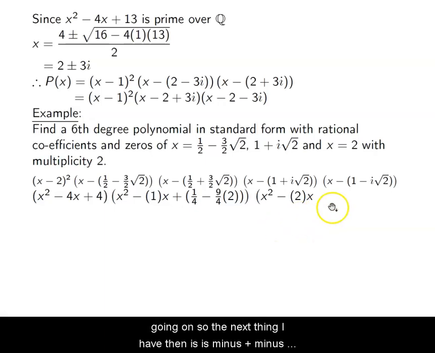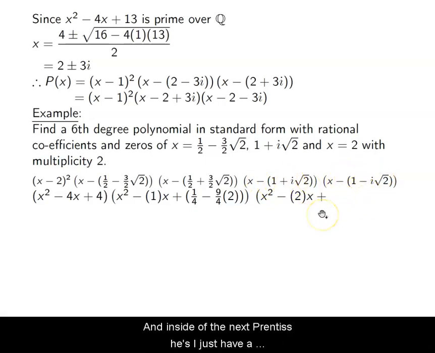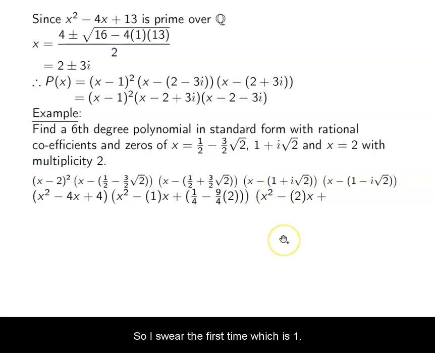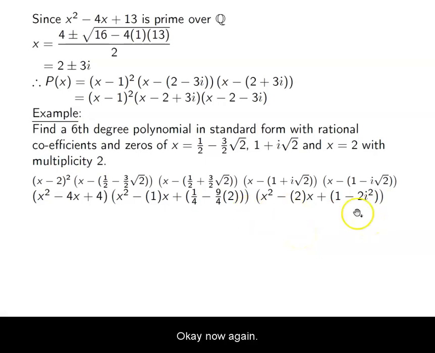So there are no i root 2x terms going on. Okay. So the next thing I have then is this minus and a minus, right? These two last terms, negative times this thing, minus times this thing will give me a plus. And inside of the next parentheses, I just have a difference of squares because I'm multiplying 1 plus i root 2 times 1 minus i root 2. So I square the first term, which is 1. Okay. I have a difference, so I put a minus, and I square this, so that'll give me 2i squared. And that's my polynomial. Okay.